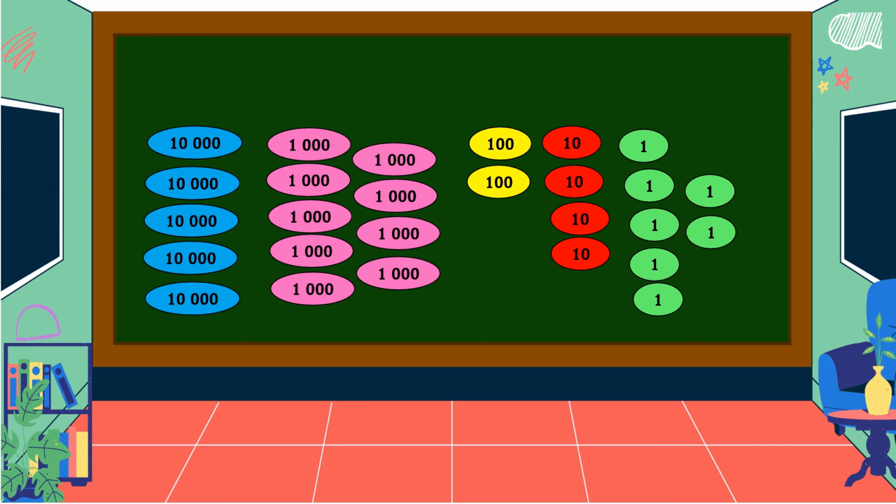What is your answer? Very good. The answer is equal to 59,247. There are 5 10,000, 9 1,000, 2 100, 4 10, and 7 1.